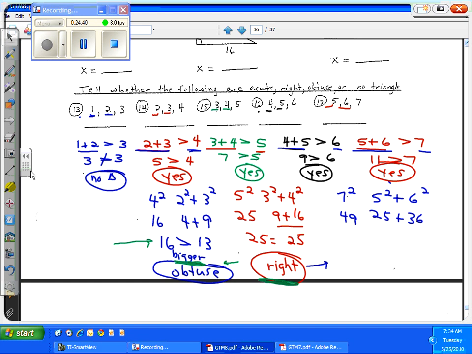7 squared is 49, 5 squared is 25, 6 squared is 36, 36 and 25 is 61, 49 is less than 61. The larger side square is smaller, so the angle opposite is smaller than a right angle. If it's smaller than a right angle, it's an acute angle. So again, we have an acute triangle. Any questions on 11 through 17? The converse of the Pythagorean theorem.